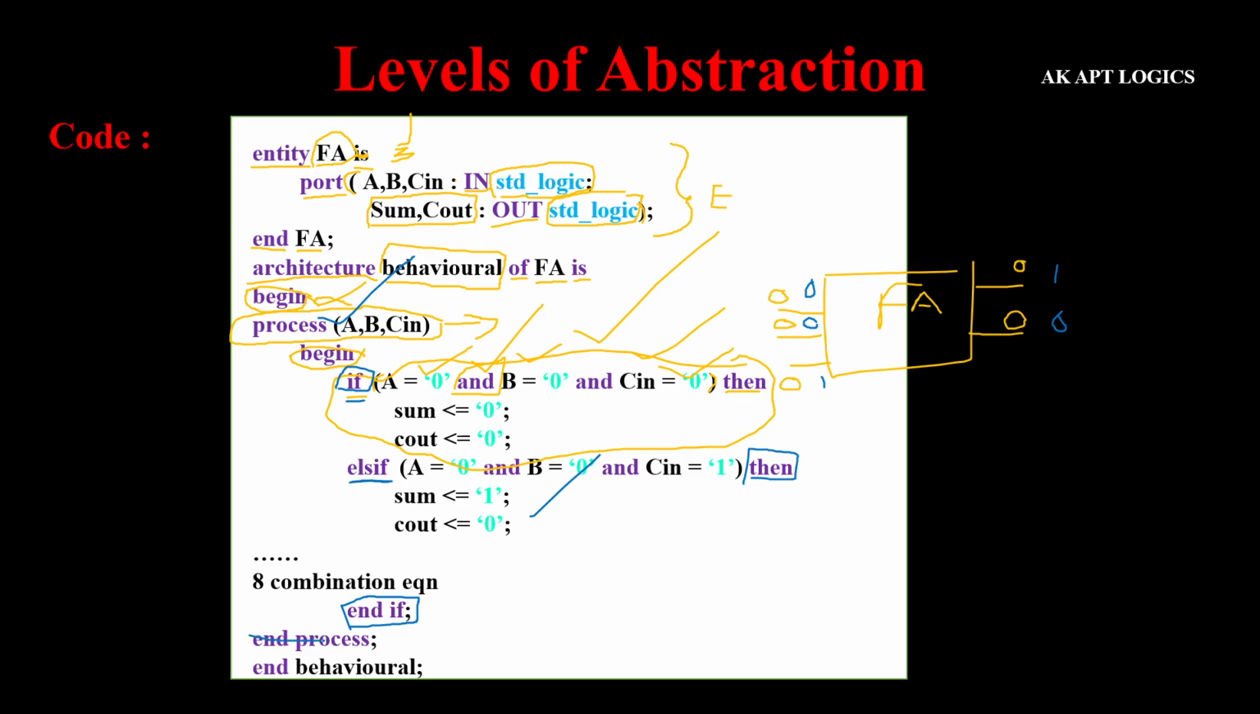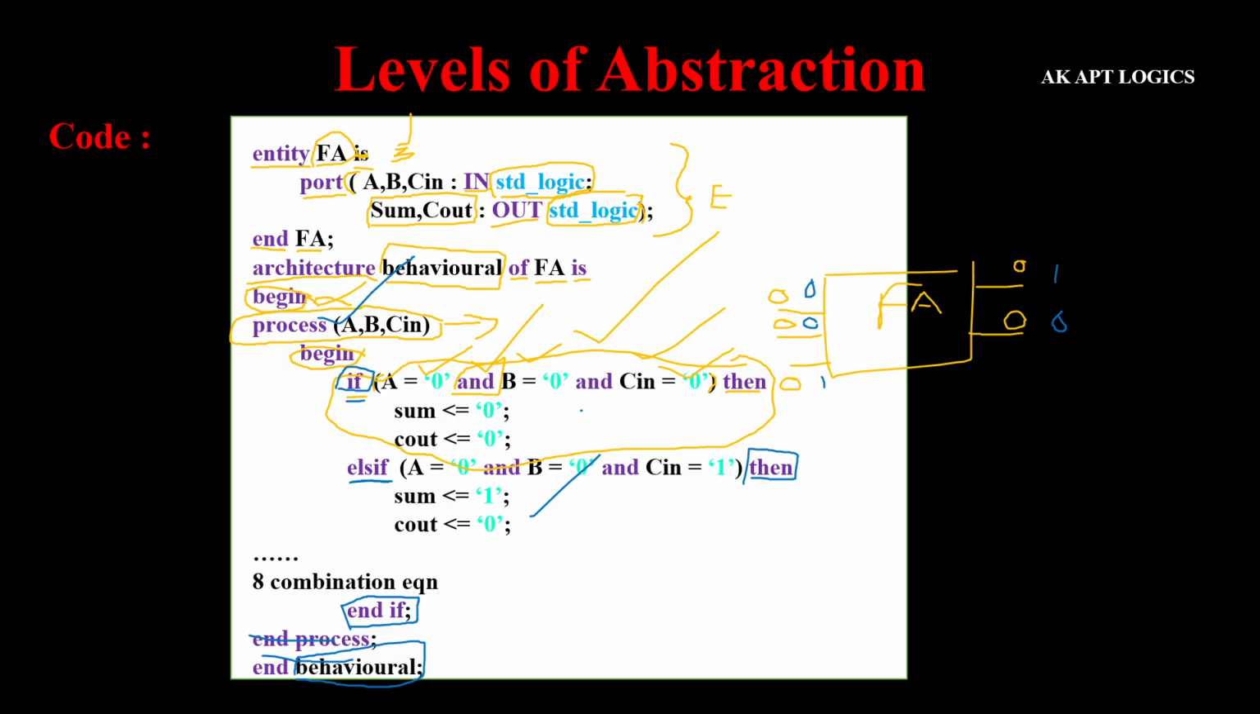Both end if and end process are keywords. And you have started the architecture, right? Architecture behavior of FA. You need to end this architecture as well, so that is end architecture name. What is the architecture name? That is behavioral, right? So you need to specify it.